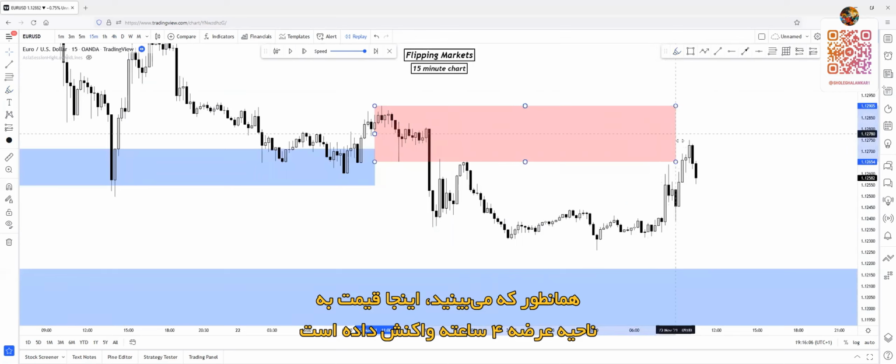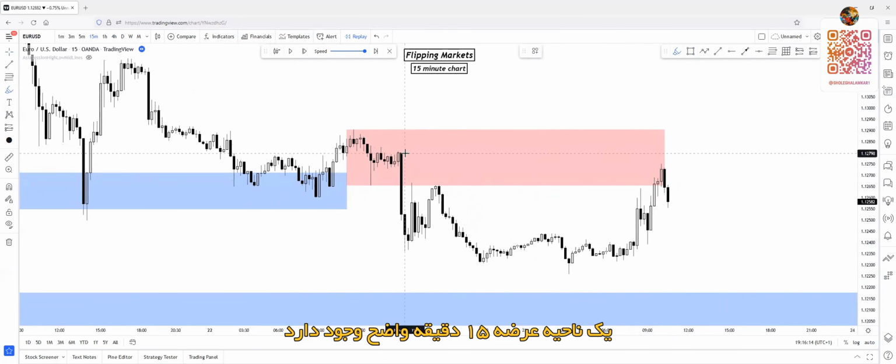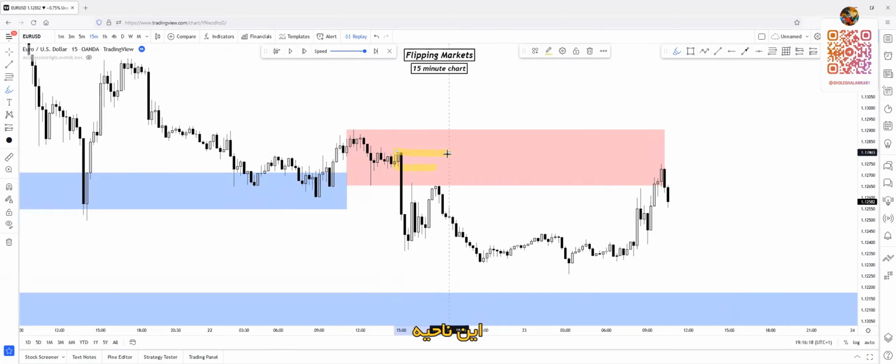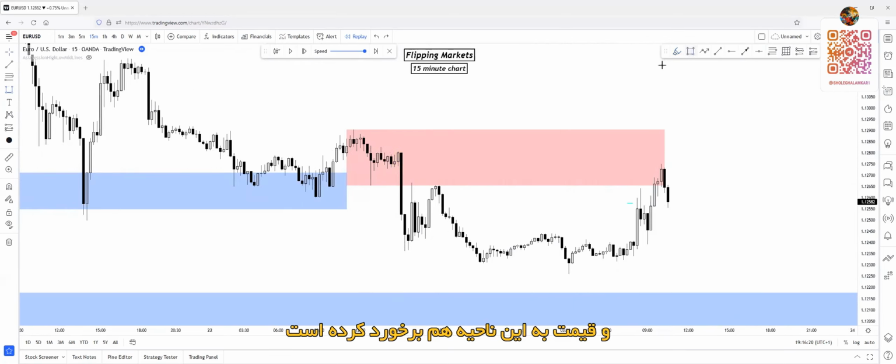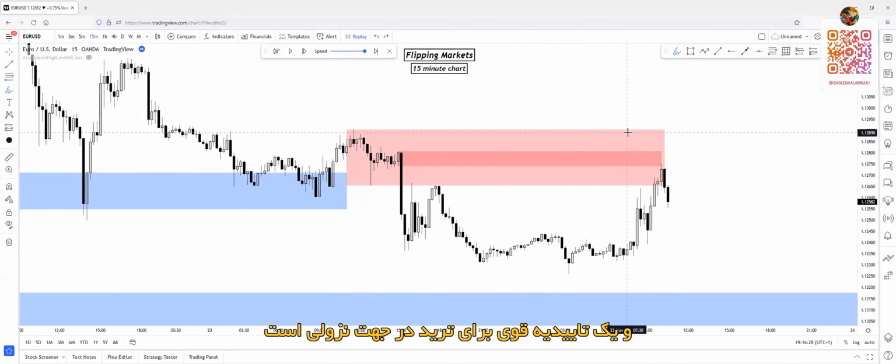Okay, so as you can see, price rejected on this 4-hour supply zone here. And if you take a closer look inside of this 4-hour supply zone, there will be a really, really clear 15-minute supply zone, this one. And price actually tapped this zone also, not just the 4-hour one. As you can see, price exactly tapped this one and reversed on this zone. So this is a really, really strong confirmation for the shorts.